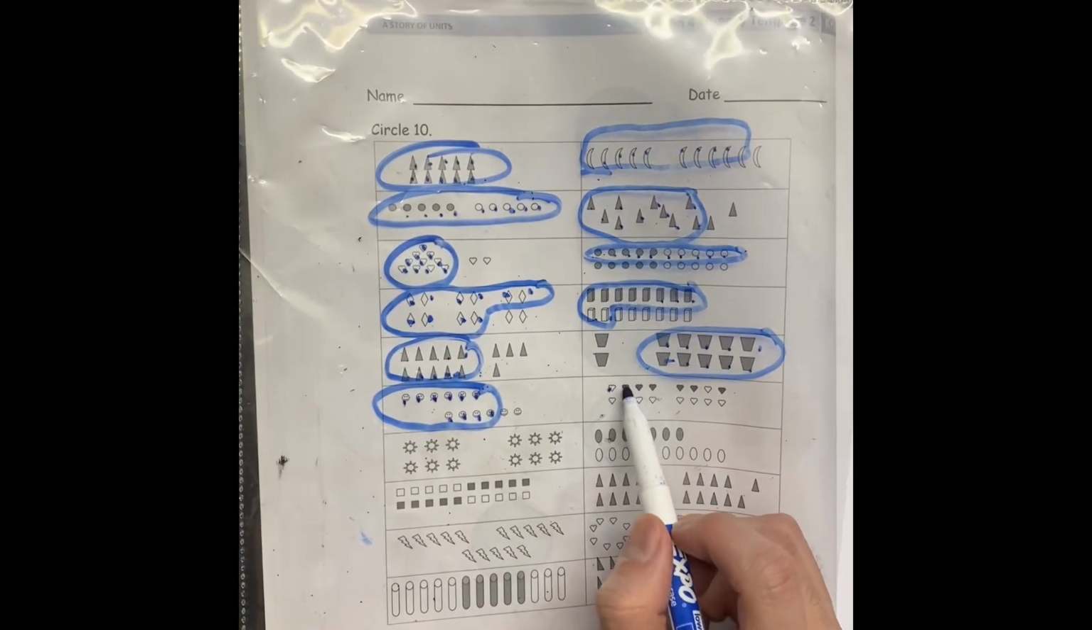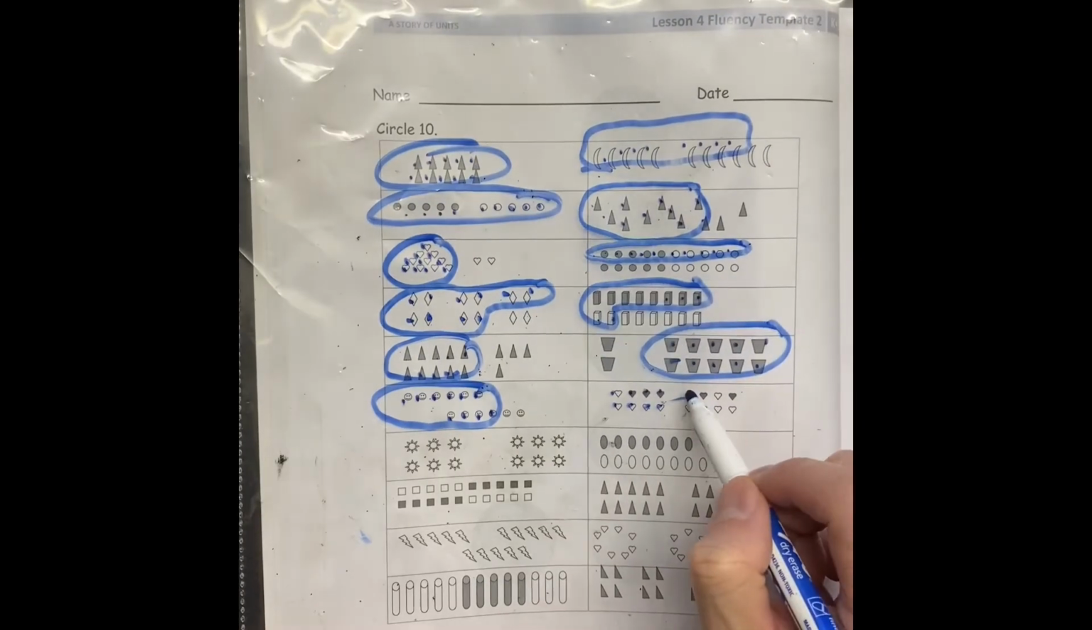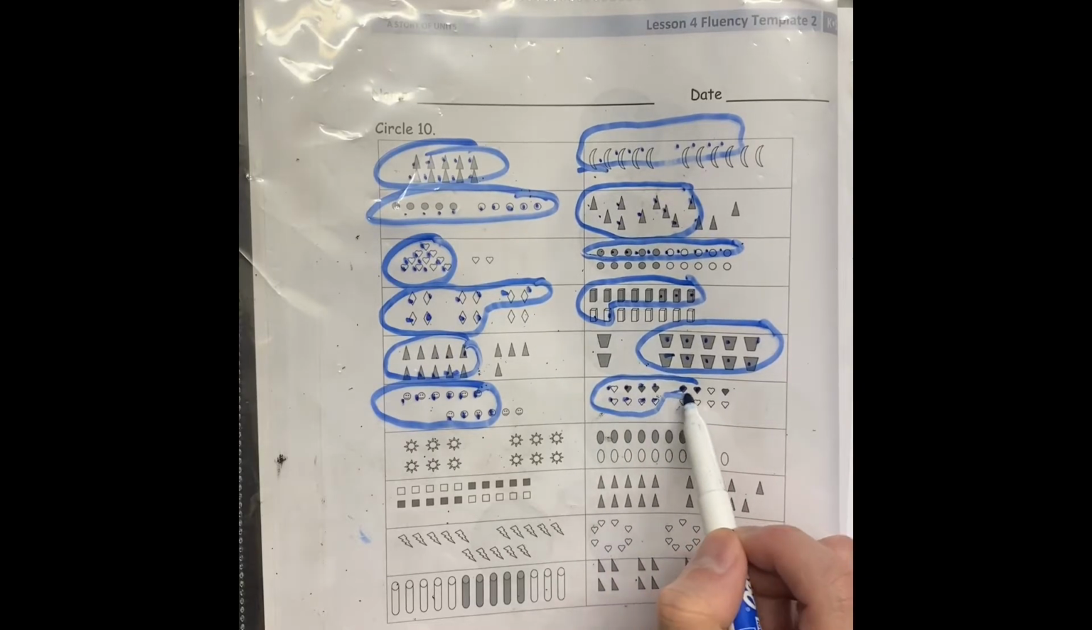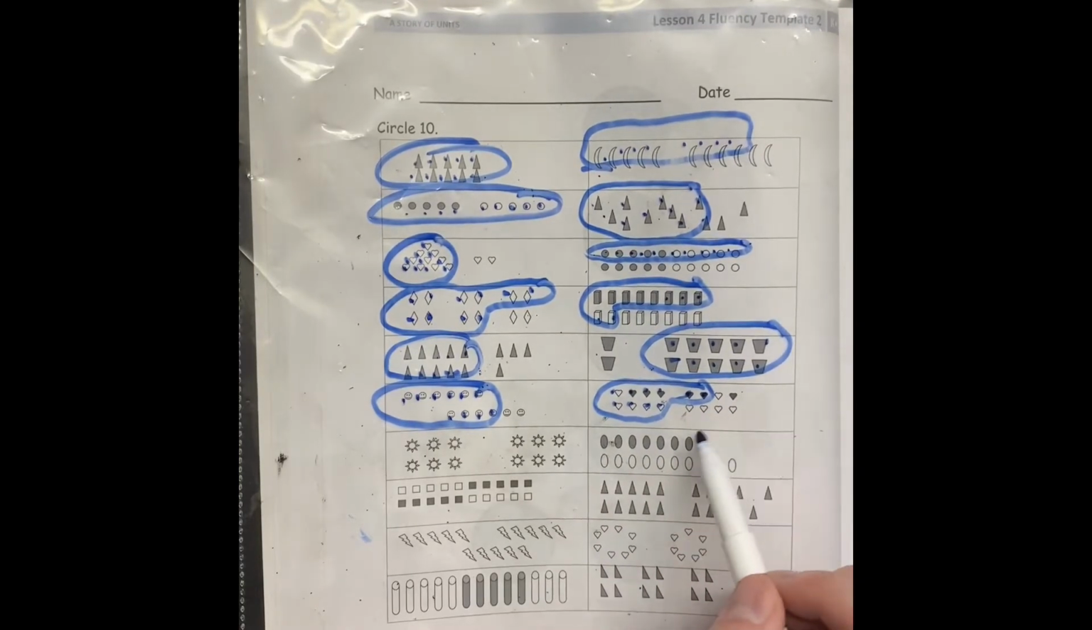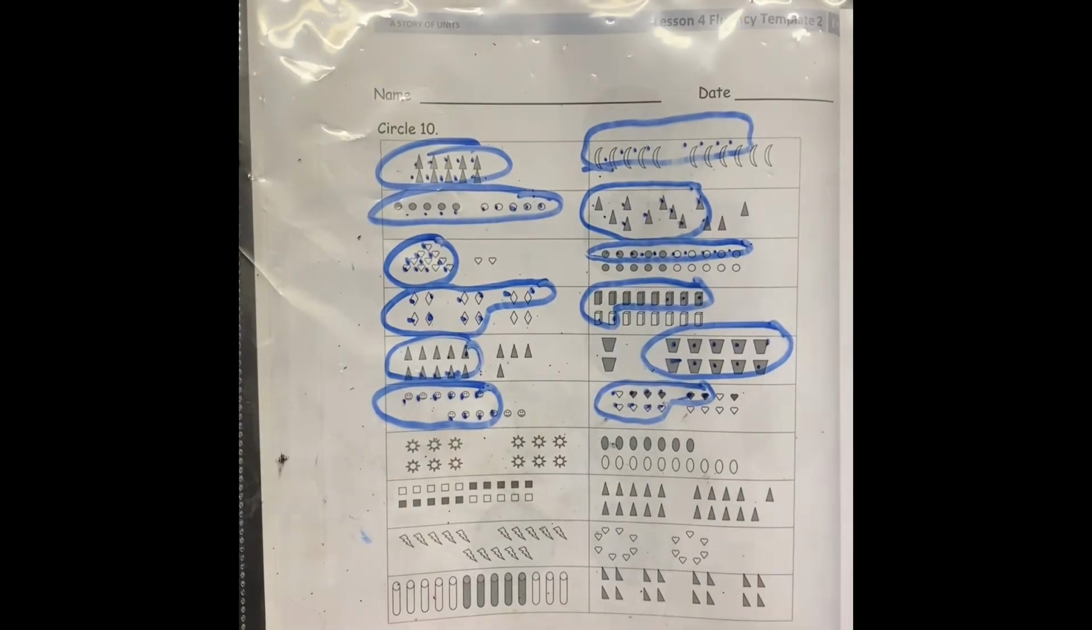Ready? 1, 2, 3, 4, 5, 6, 7, 8, 9, 10. There's my group of 10. Oh, wow. This time I had a lot of leftover. How many did I have left over? 1, 2, 3, 4, 5, 6.